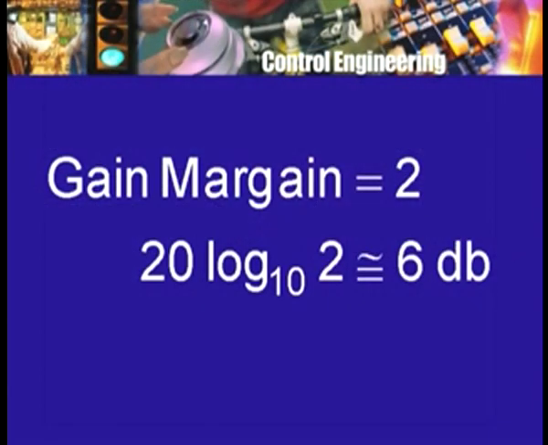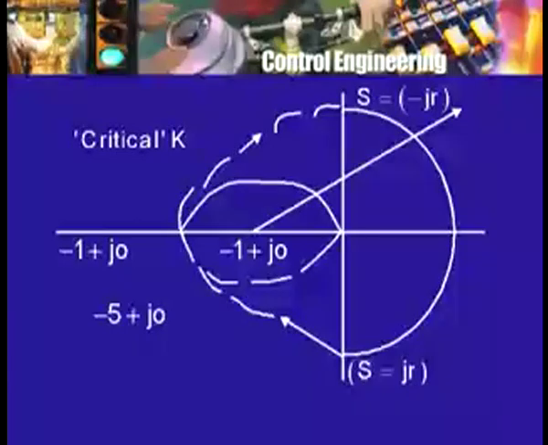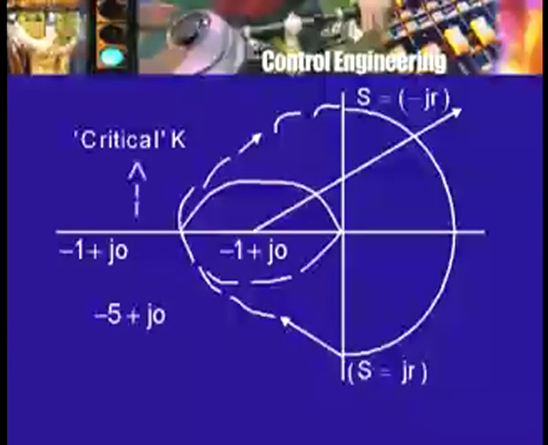And that is for an obvious reason, because if this was the plot for a particular value of k, then I could increase the gain by a factor of 2, not add but multiply by a factor of 2. When I do that, this point will move out here and the system will be on the verge of instability. I would have reached the critical value of the gain k.